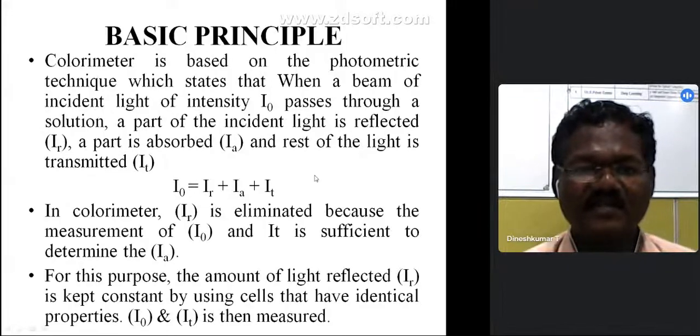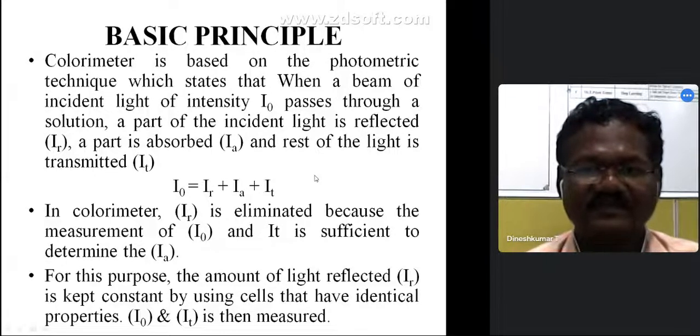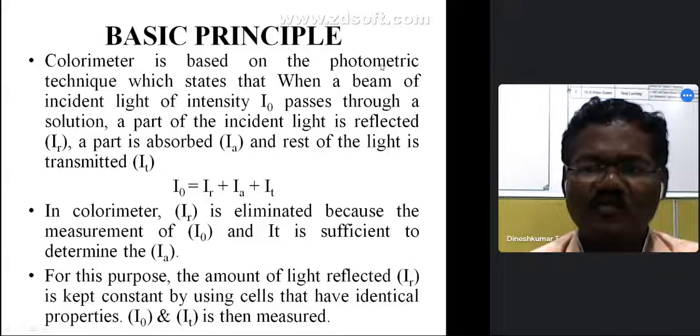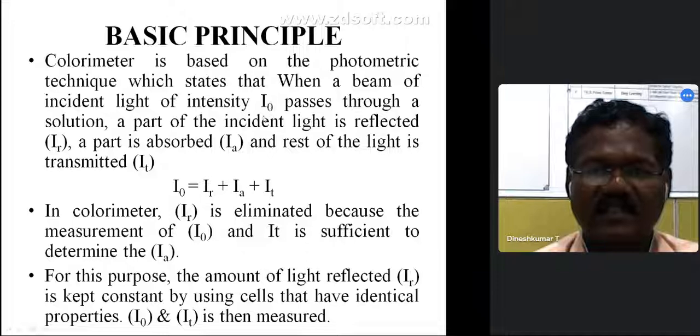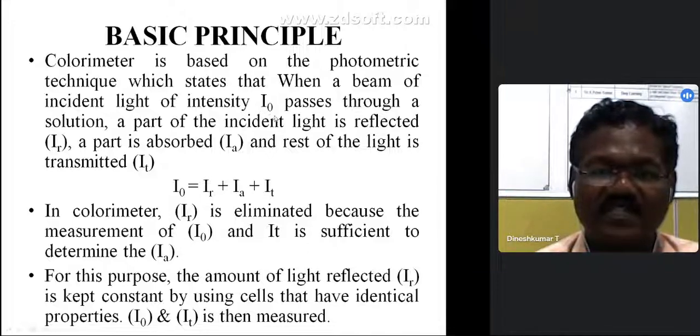Okay, the basic principle of a colorimeter is that it works on the photometric technique. It states that when a beam of incident light, with intensity I naught, which means the starting intensity of the light, passes through a solution.